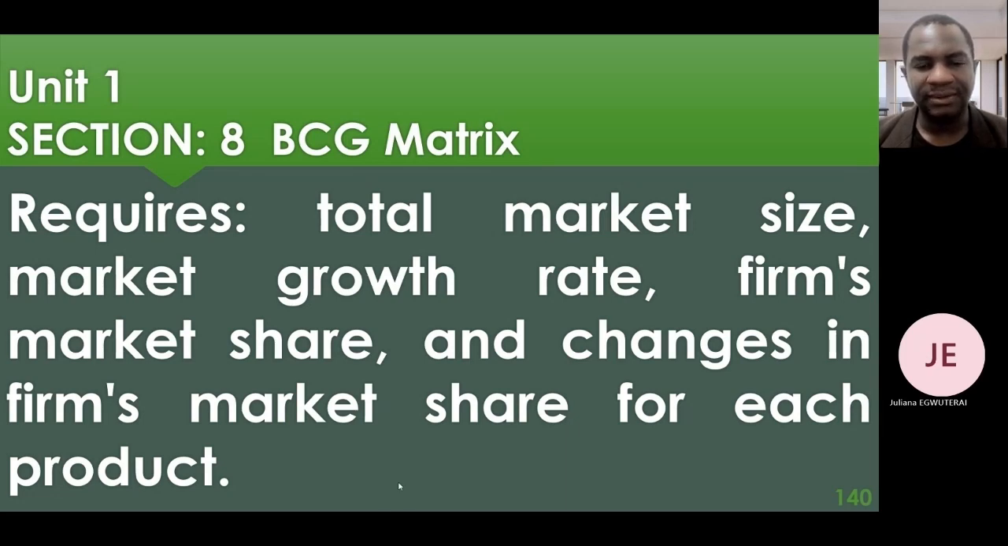So generally, what does that mean? The purpose of the BCG model is to analyze a company's product portfolio. A company has a range of products and needs to make strategic decisions about them. The strategic decision looks at resource allocation, costs, and how to maximize benefits. The analysis involves looking at the market size where those products are sold, the market growth rate, the firm's market share in that market, and changes in the firm's market share for each product in the product line.